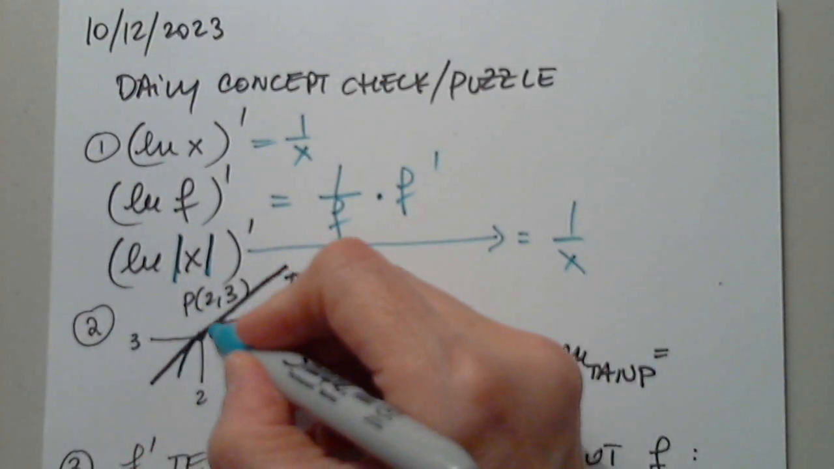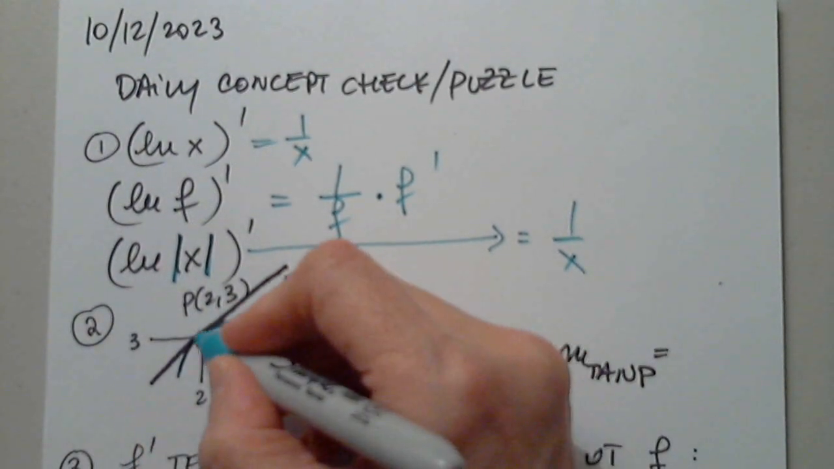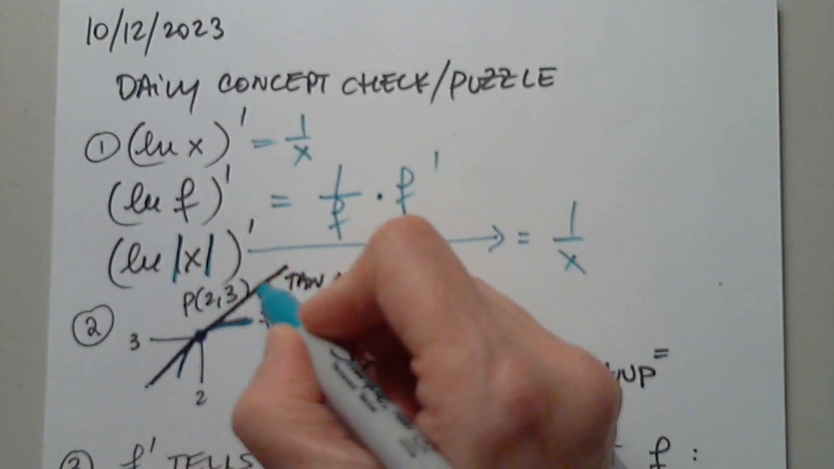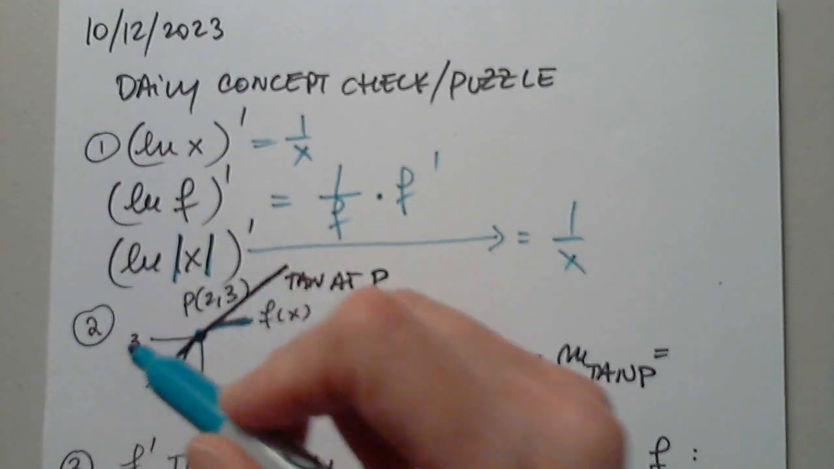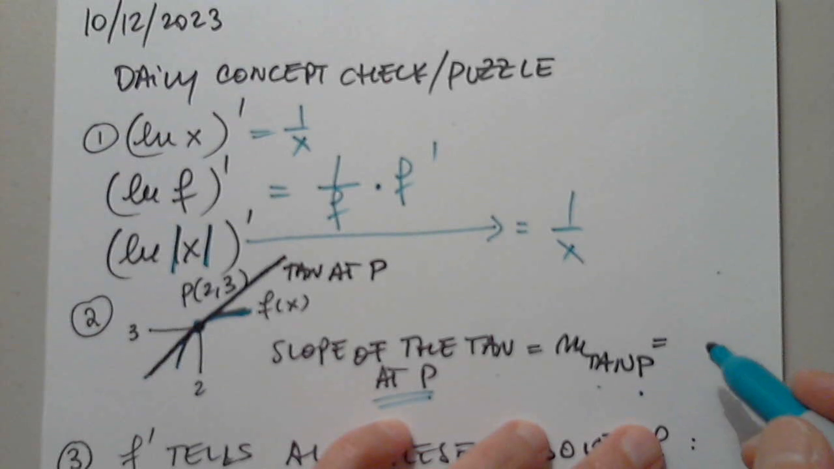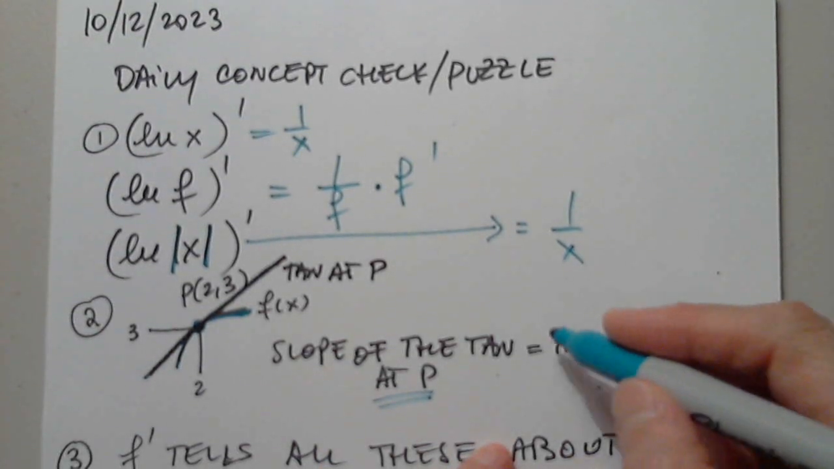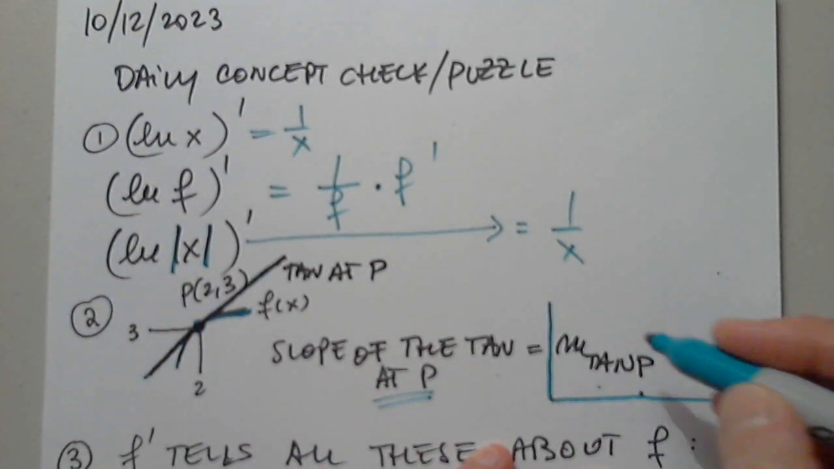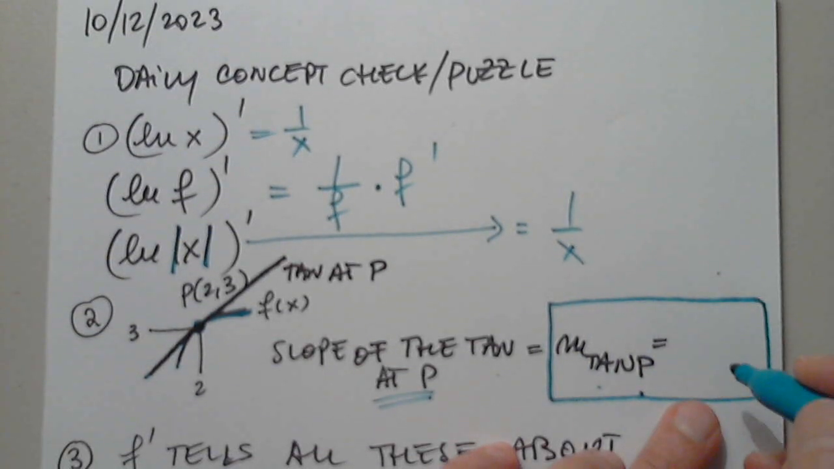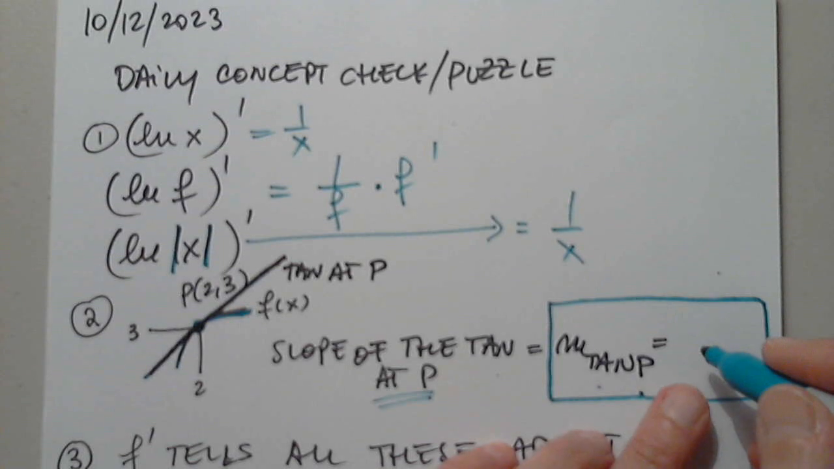We have a function. We have a point, (2, 3). We have the tangent line at that point. The slope of the tangent line at P, which is m tangent at P, is what? This is extremely important. This is basically the summary of what we studied so far. And this has to be clearly understood.